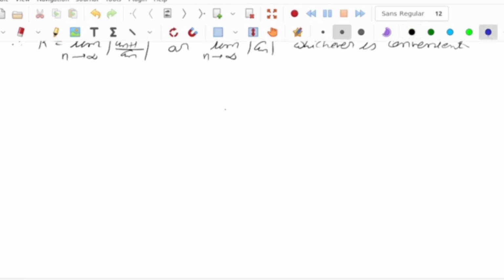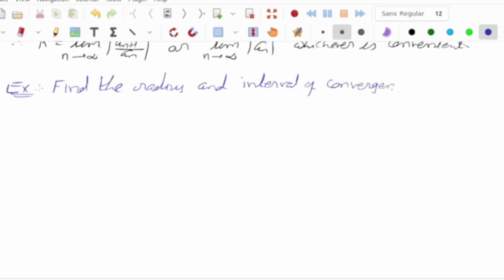So let us start with an example. Exercise shall give a clear idea. Find the radius and interval of convergence for the following power series.